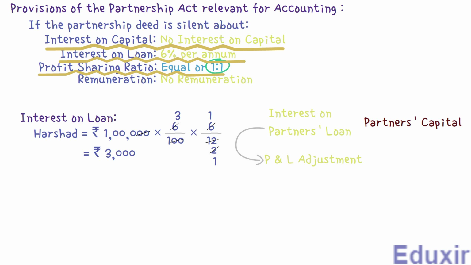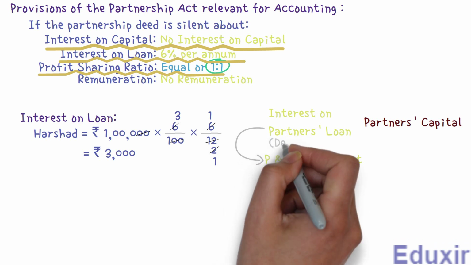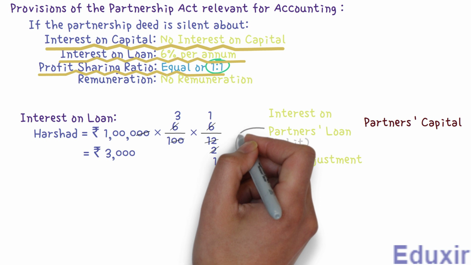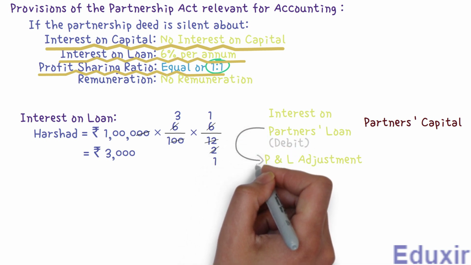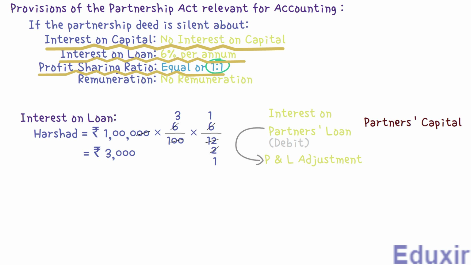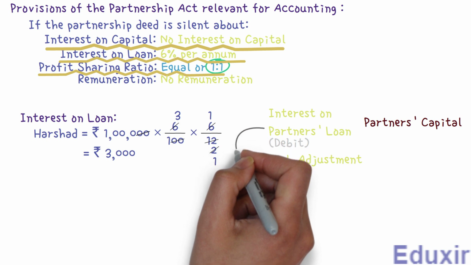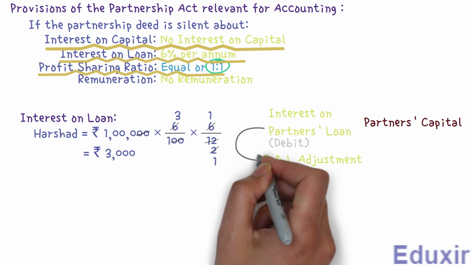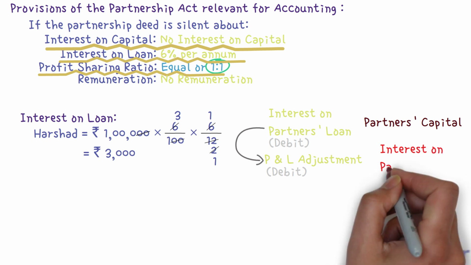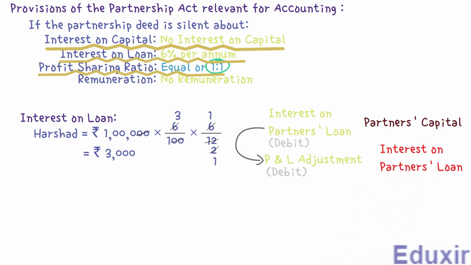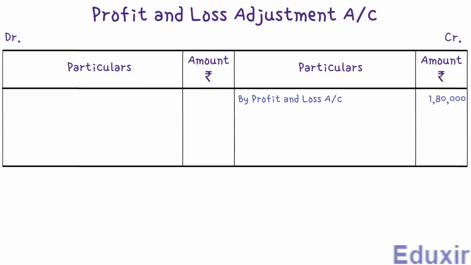Also note that as we have posted the interest on loan on the debit side of the interest on partner's loan account, when transferring this amount from the interest on partner's loan account to the profit and loss adjustment account, we should transfer it on the debit side of the profit and loss adjustment account. Also, as we are transferring the interest on loan amount out of the interest on partner's loan account, we should credit the interest on partner's loan account with this amount. However, as the preparation of the interest on partner's loan account is not in the scope of this problem, let's leave out the interest on partner's loan account related credit entry and let's directly post the profit and loss adjustment account related debit entry into the profit and loss adjustment account.